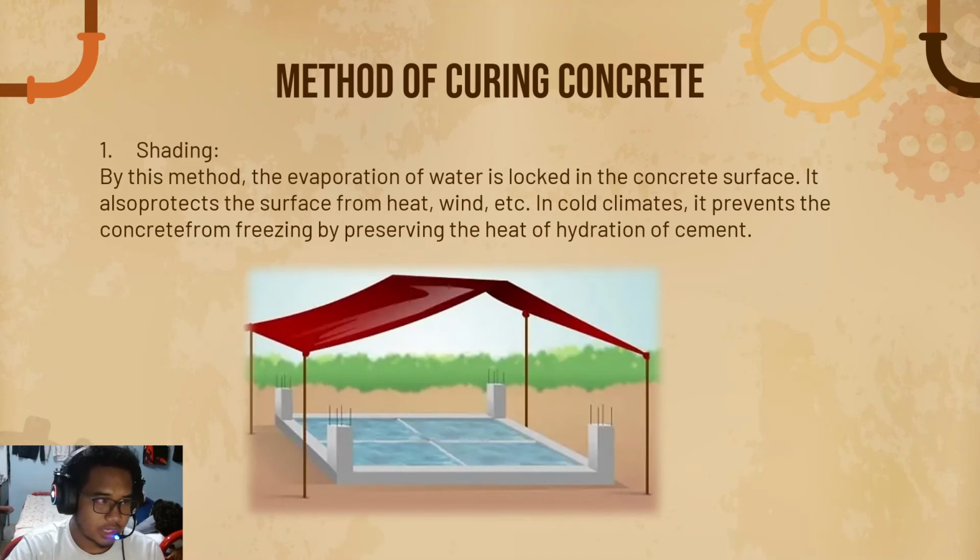For the first one, shading. By this method, the evaporation of water is locked in the concrete surface. It also protects the surface from heat, wind, and so on. In cold climates, it prevents the concrete from freezing by preserving the heat of hydration of cement.